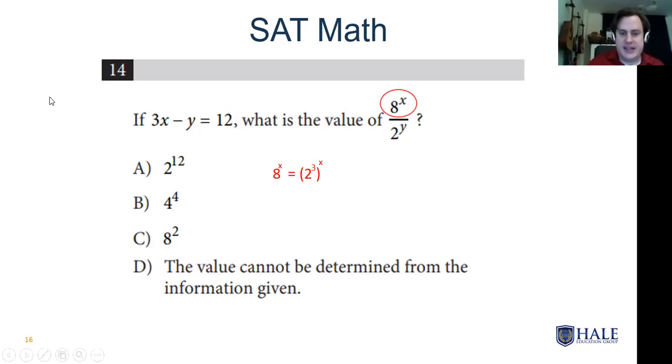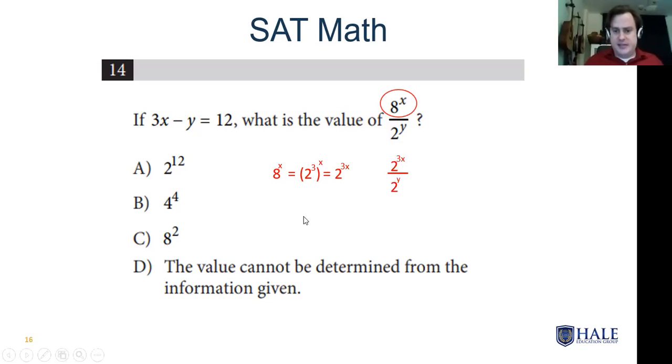We can rewrite the integer 8 as 2 to the 3rd power. So this becomes 2 to the 3rd power to the x power. It becomes 2 to the 3x power. If you know your properties of exponents, if you bring an exponent to the power of another exponent, you multiply. So it's 3 times x.